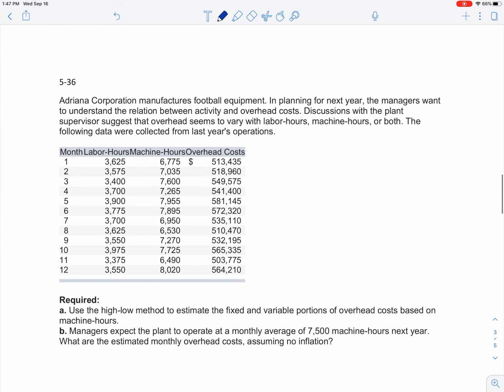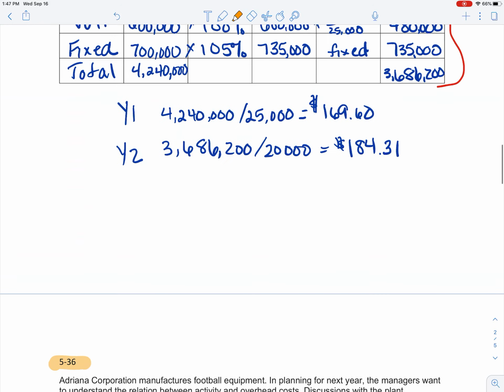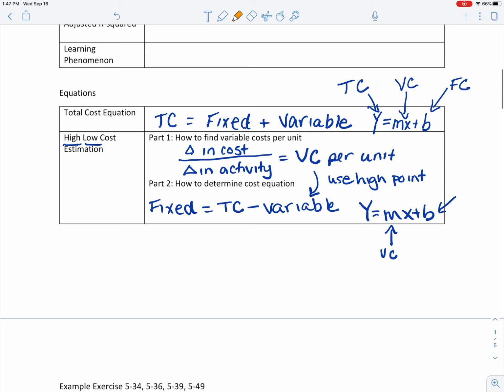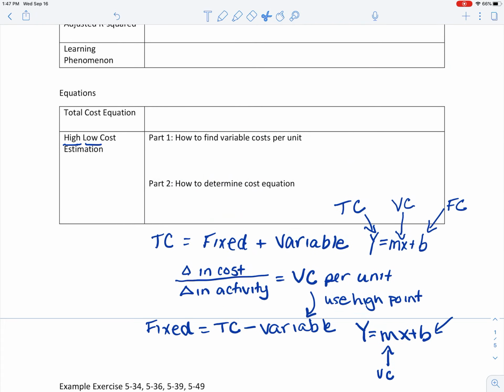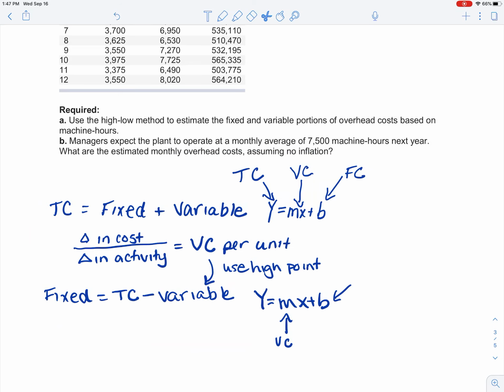Now moving forward, we're going to look at that high-low method. This is 5-36. If you recall, I'll come back here and I'm going to grab those equations. This is kind of a two-part thing. First, I'm going to find those total variable costs. Then I'm going to plug that in and find my total fixed cost.